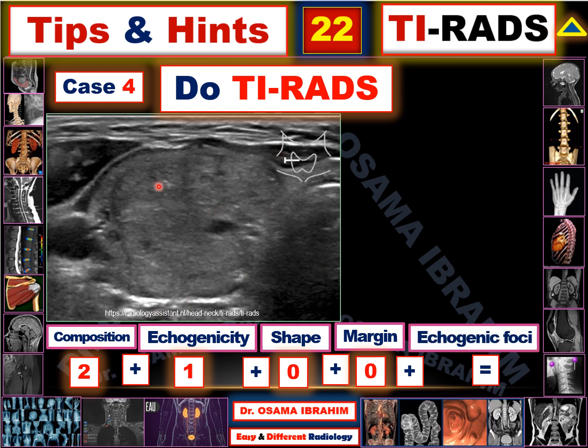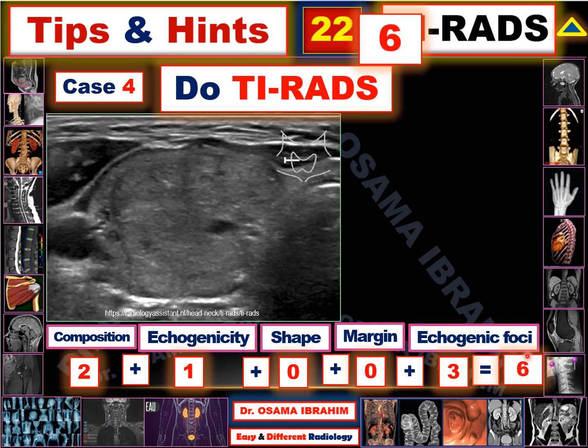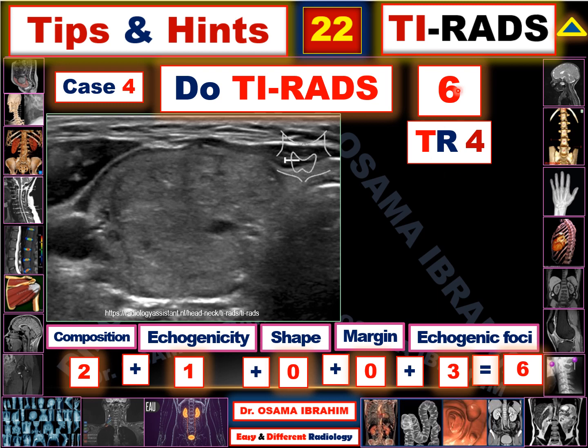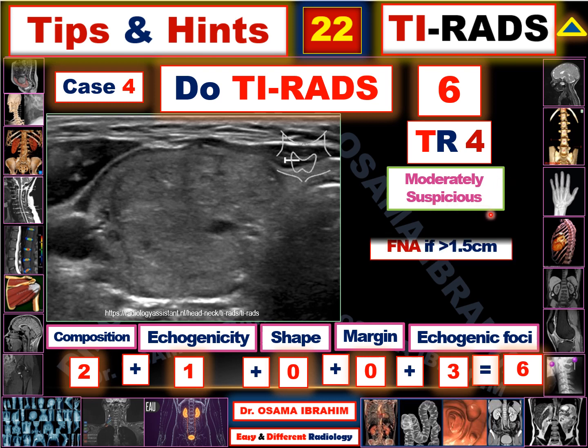The calcification: there are multiple small calcified foci inside the thyroid nodule, and the calcification size is less than 1 millimeter, so it is considered microcalcification or punctate calcifications, and it will take score 3. If you sum 2 plus 1 plus 3, it equals 6, and a score between 4 and 6 is considered TI-RADS 4. TI-RADS 4 means moderately suspicious for malignancy, and for a nodule of this kind, if the size is more than 1.5 centimeters, fine needle aspiration should be considered. And this is how to score the TI-RADS of a thyroid nodule.